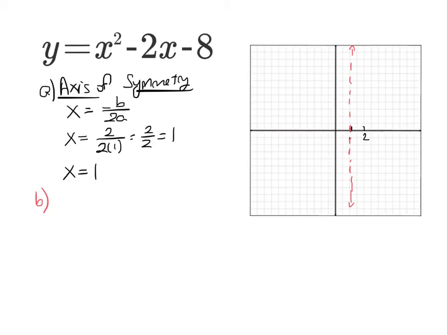Once we have the axis of symmetry, we can find the coordinates of the vertex. The axis of symmetry goes through the vertex, so we can take our x equals 1, substitute our 1 into our function, and find our y value. So y will be 1 squared minus 2 times 1 minus 8, which is negative 9. So my vertex is at the coordinate 1, negative 9. So let's plot that, 1, negative 9.